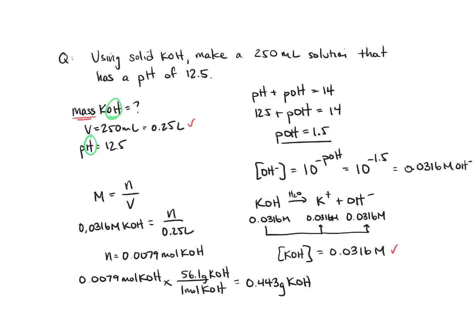So if we were to do this, how we would make our solution is we would take 0.443 grams of KOH and dissolve it in enough water in a volumetric flask, a 250 milliliter flask, and you would have a 12.5 molar solution. All right, let's try another one.